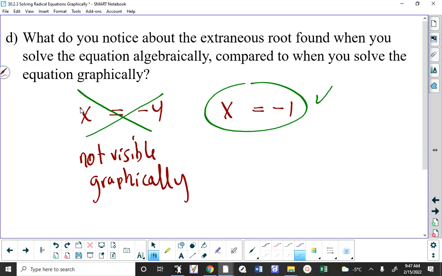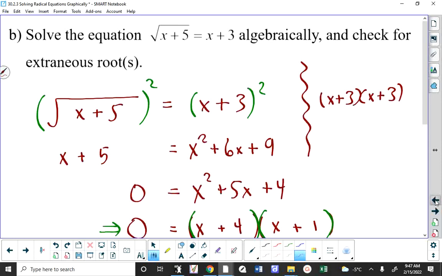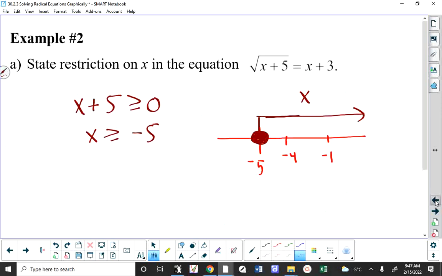And this goes full circle back to where I started. In this course, you were asked for the value of the extraneous root, so you need to know how to solve it algebraically. So think about that. If I said, what is the value of the extraneous root for this equation? You have to solve it algebraically to find the value of x that doesn't work. Okay.